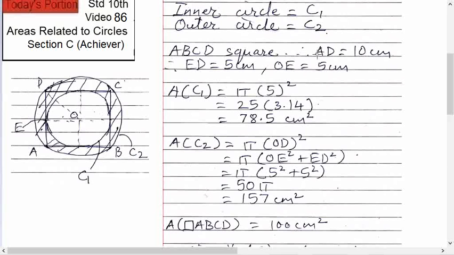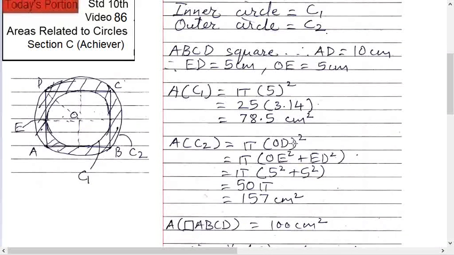Therefore the area of outer circle C2 is what? Pi into OD square. OD square is, by Pythagoras, OE square plus ED square, 5 square plus 5 square, that is 25 plus 25, 50. So 50 pi. Put in pi as 3.14, so it becomes 157 cm square.